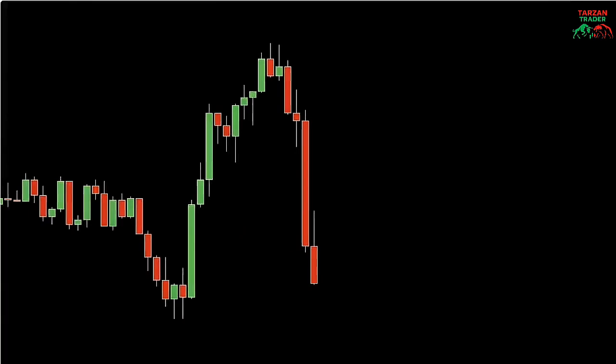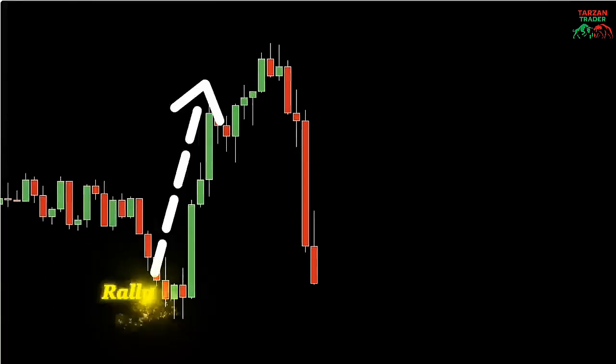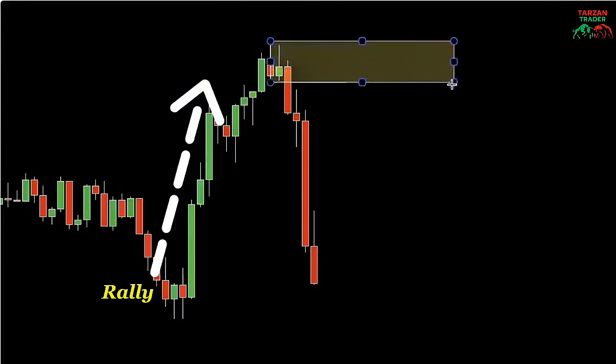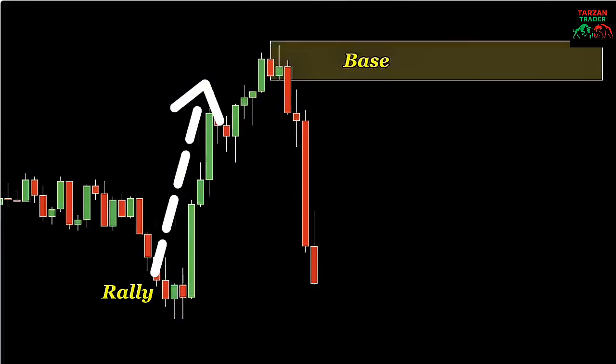Now, looking at this real chart, we see the rally-based drop pattern in action. First, there's a rally, a move driven by smart money as the price pushes higher. Then, the market hits a base. This is where institutional traders begin offloading their positions, creating a supply zone. What happens next? The price makes a sharp drop.